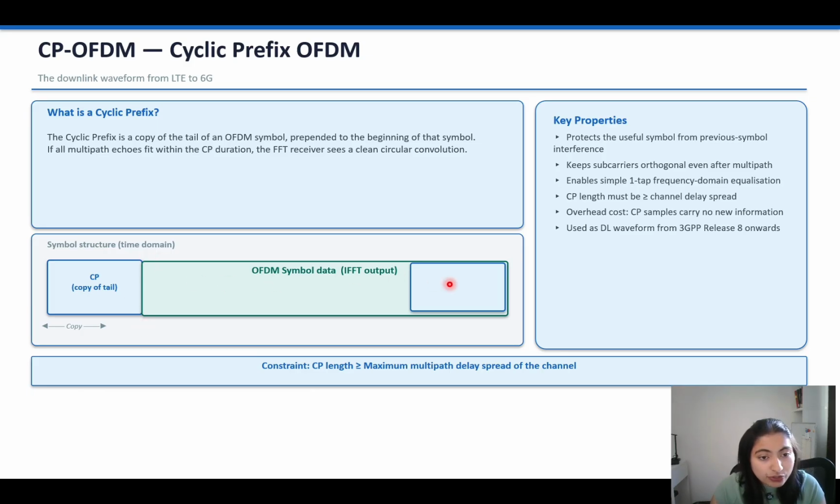So the structure looks like this. You have the cyclic prefix on the left, which is a copy of the tail of the symbol. You copy the symbol's tail and paste it to the beginning of the symbol. This section is the fully useful OFDM symbol data, and whatever you have in the beginning is just a copy of the tail. When the signal travels through the channel and arrives at the receiver with multipath echoes, as long as these echoes fit within the cyclic prefix duration, they don't touch the useful symbol at all. So the FFT at the receiver sees a clean circular convolution, and the subcarriers all stay orthogonal.